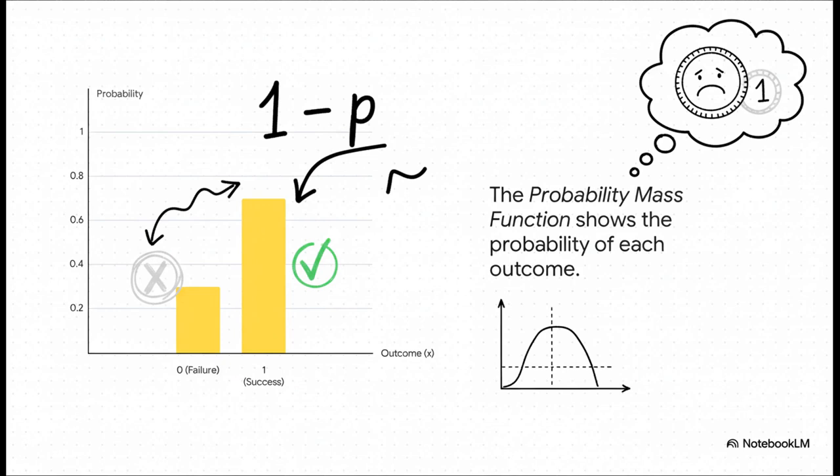And this chart shows it all perfectly. Now, it's got a fancy name, probability mass function, but don't let that throw you. All it's doing is showing us the chances of our two outcomes. You can see there are only two bars. The chance of failure, at 0, is 1 minus p, and the chance of success, at 1, is p. That is the entire distribution.